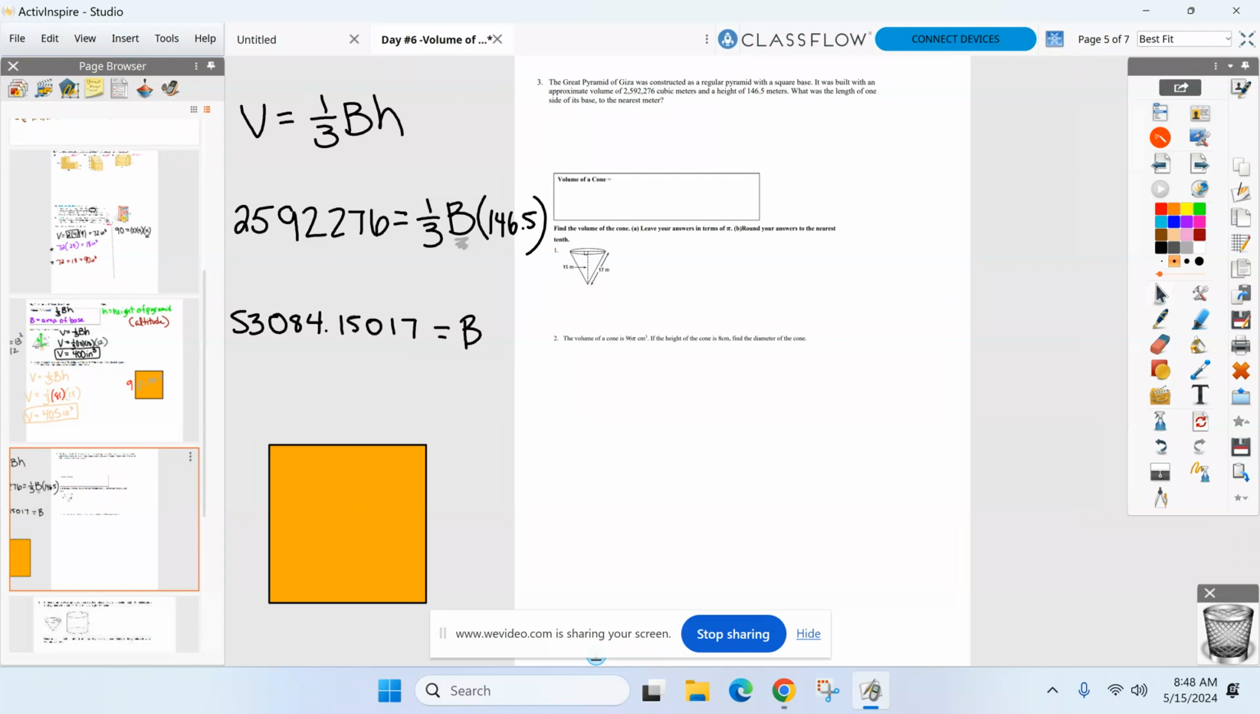We can go over how to get to this point. All right, what did we just find? What's capital B represent again? That's my area of the base, right? That's the area. We need to find one side.